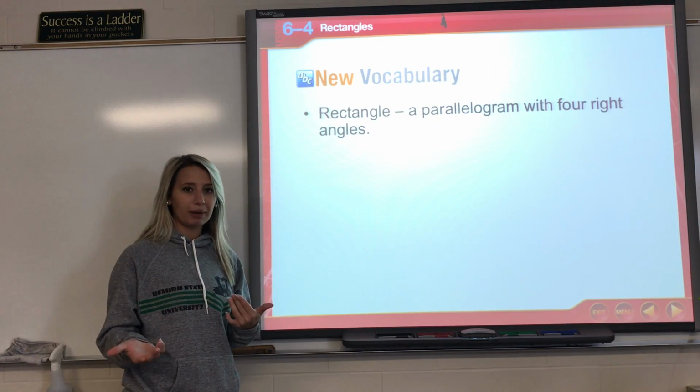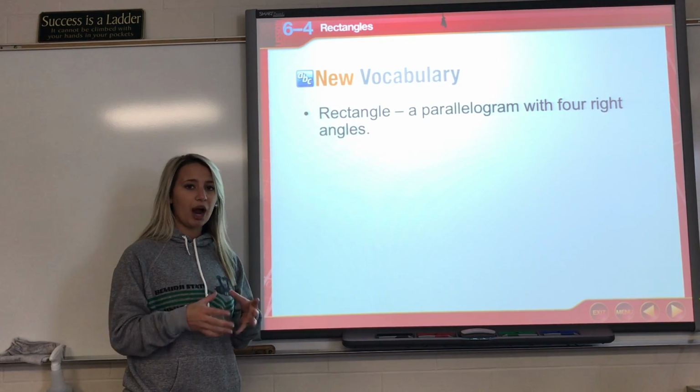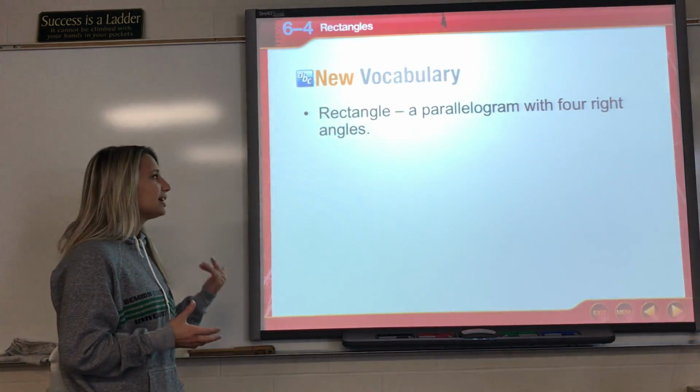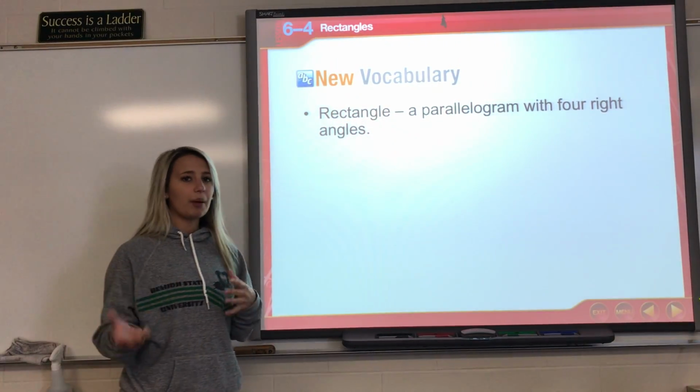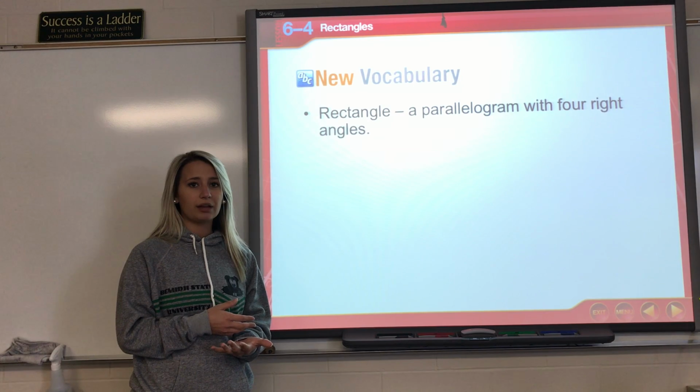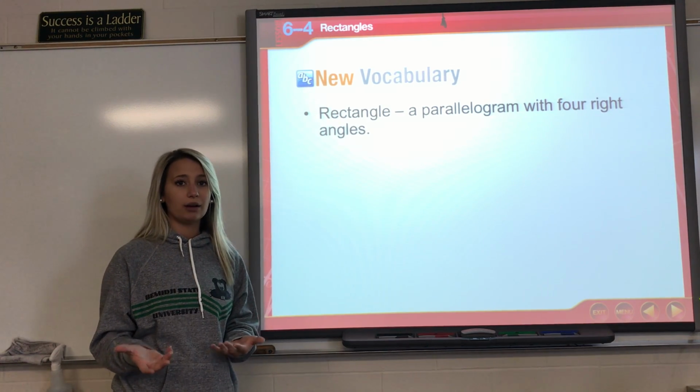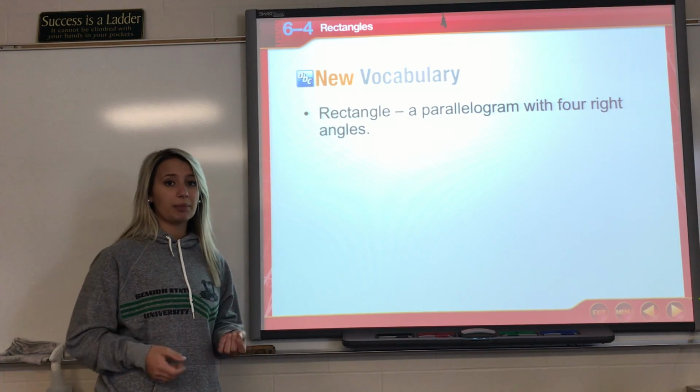You guys know what the shape is, but we're going to talk a lot more about the properties and the definitions. The definition is a parallelogram with 4 right angles. Remember, everything that we learned yesterday about parallelograms is going to be true about a rectangle because a rectangle is a parallelogram.